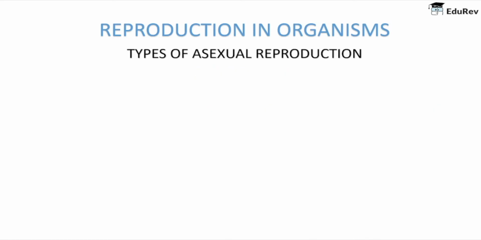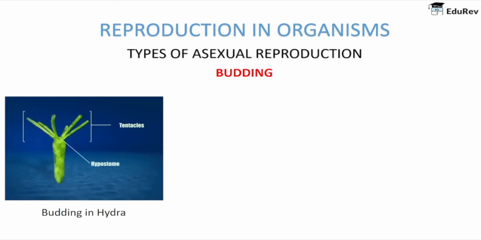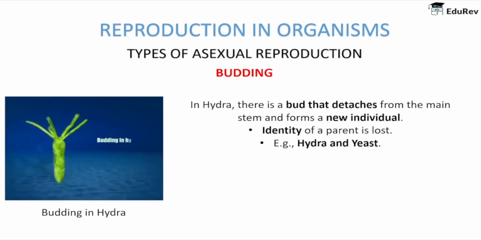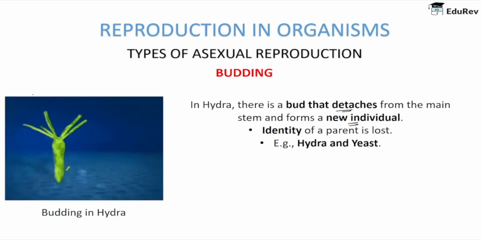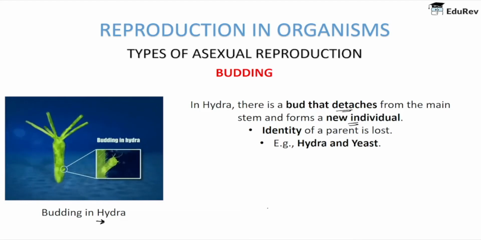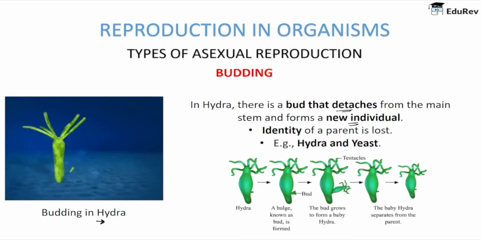The next type of asexual reproduction is budding. As the name suggests, in this process, a bud detaches from its main stem and forms a new individual. You can follow this animation which is going on your screen: a bud is getting detached from the main stem in the case of hydra. So in the process of budding, the identity of the parent is generally lost.